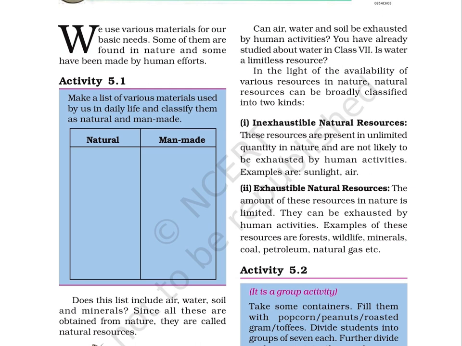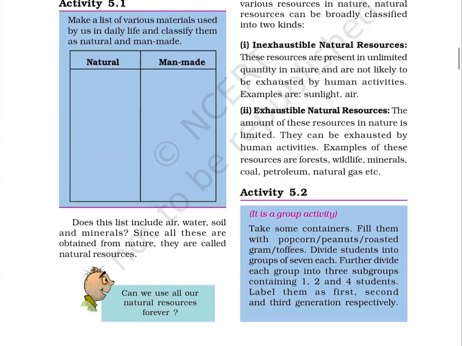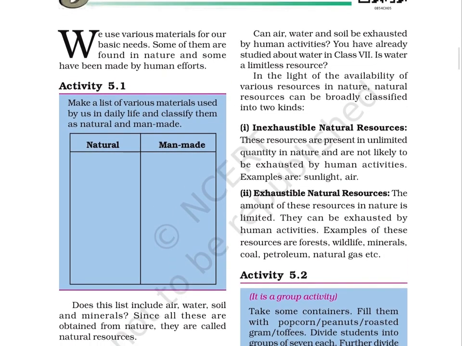Does this list include air, water, soil, and minerals? Since all these are obtained from nature, they are called natural resources. Bujo has an interesting question. Can we use all our natural resources forever? Can air, water, and soil be exhausted by human activities?